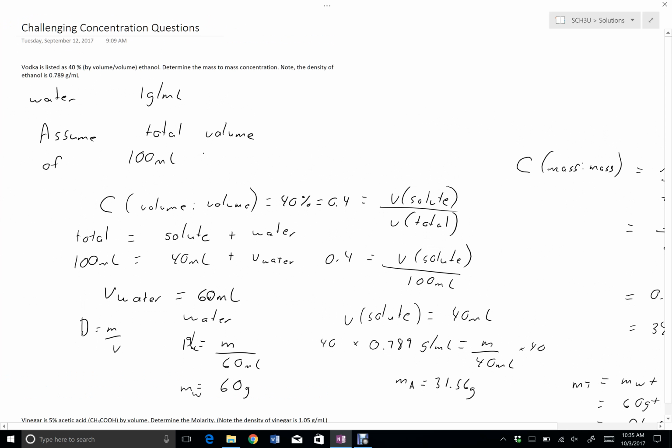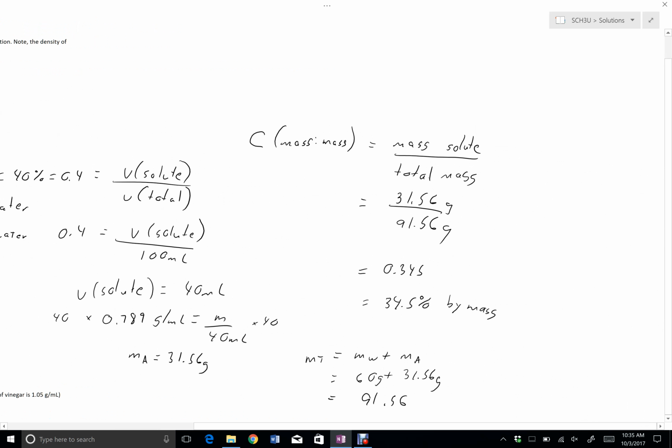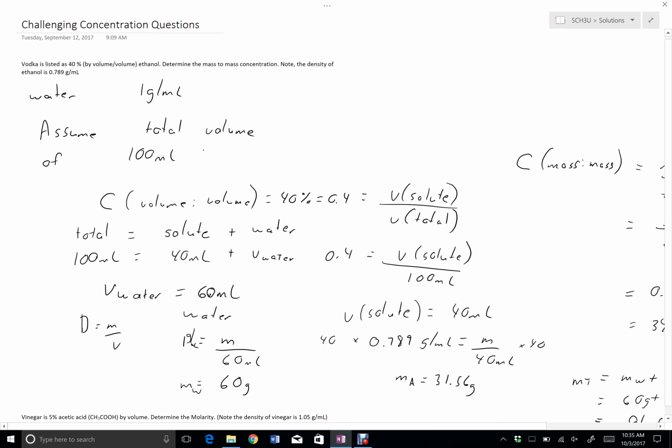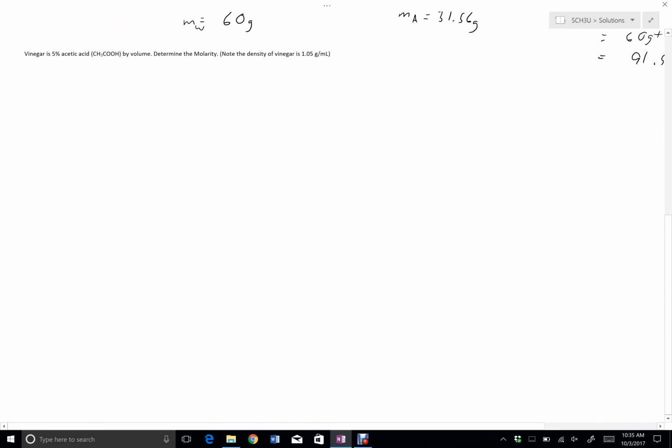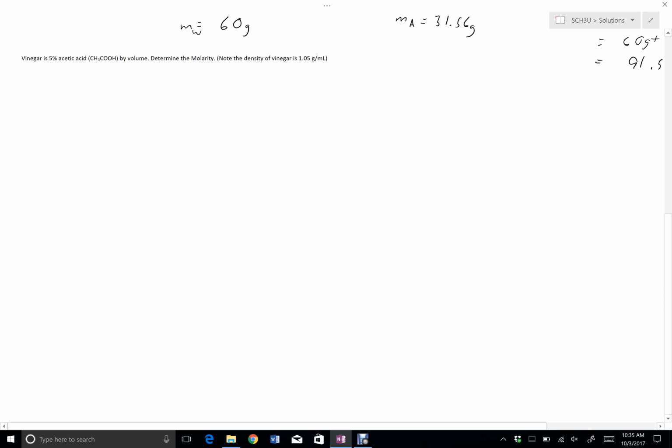So it was 40% by volume, meaning 40 milliliters out of the total 100 milliliters was vodka. And in this case, in mass to mass, it's 31.56, but the total mass of the solution is only 91.56, so it's actually only 34.5% mass to mass. So that's one tricky one. Let's look at another one, and we'll see it has the same basic trick at the start.